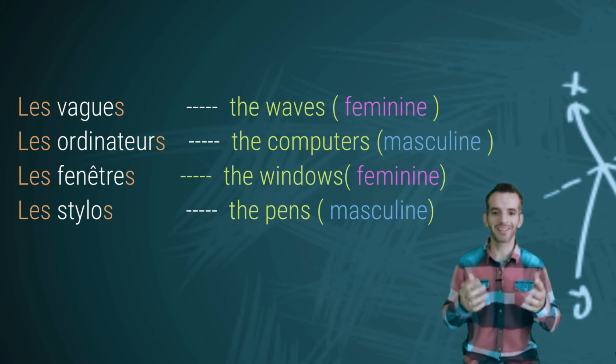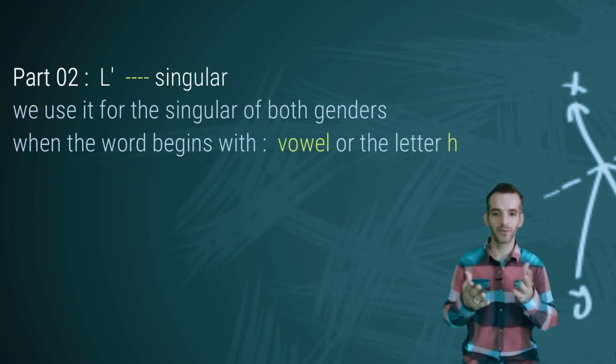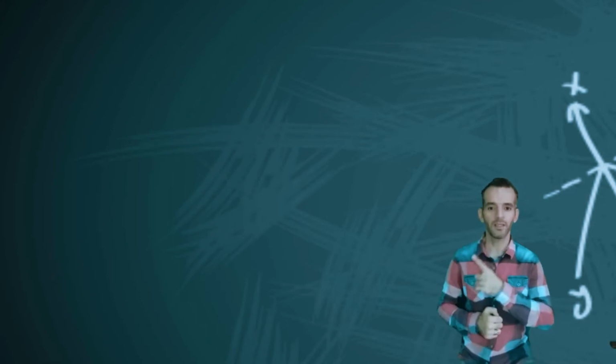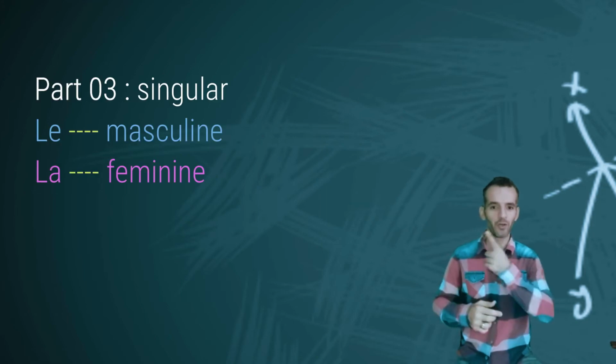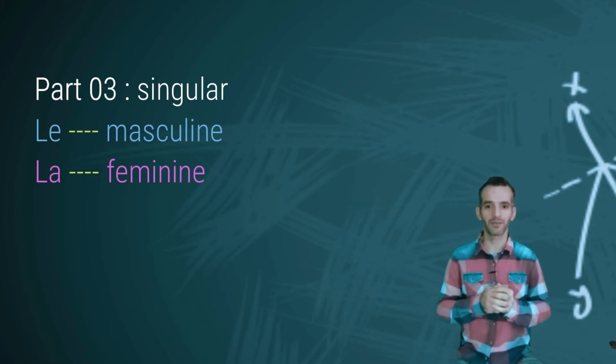The second one is l'. We use it when the word begins with a vowel or H. Let's have a look at some examples. L'arbre, the tree. L'image, the picture. L'art, the art. The third ones are le, which we use for masculine words, and la, which we use for feminine words.